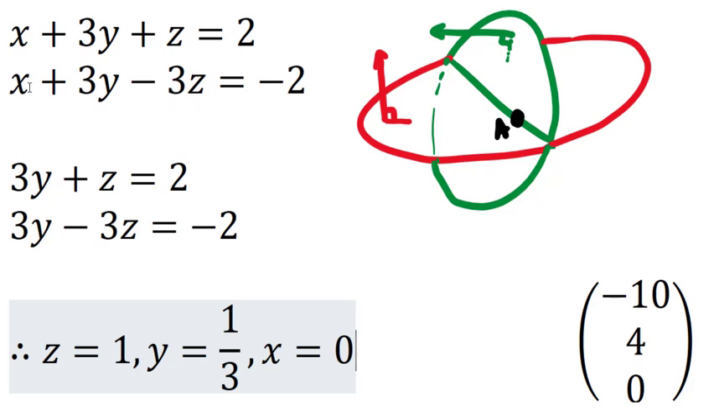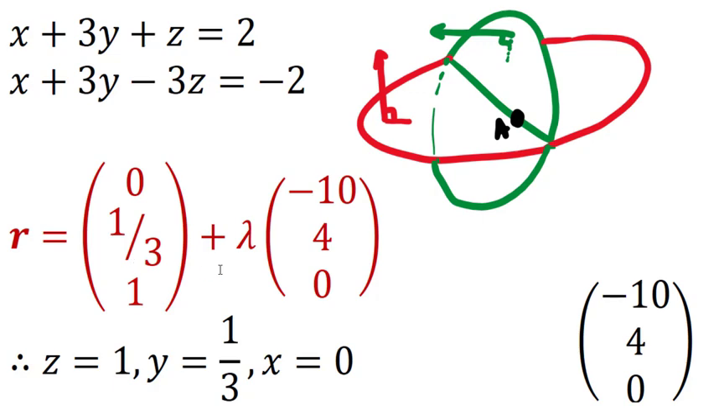And if you do that, then just say one of the other coordinates is x equals 0. So I have a point and a direction, and I have the equation of the line that is on both planes. Really nice.